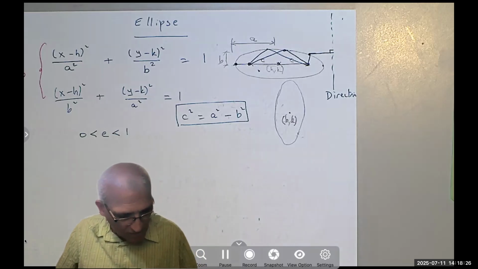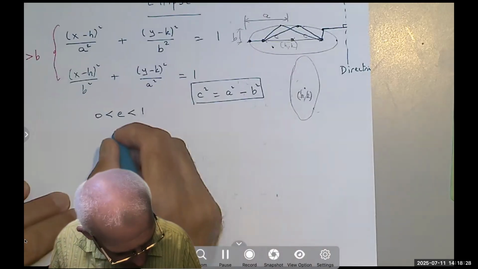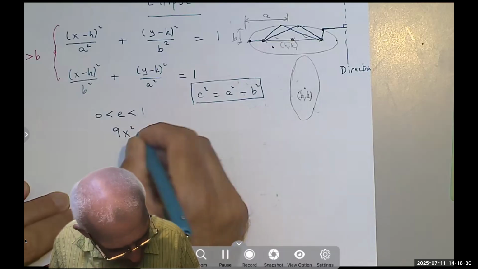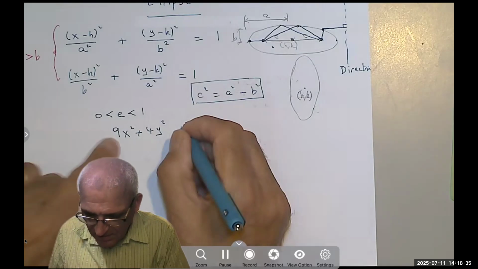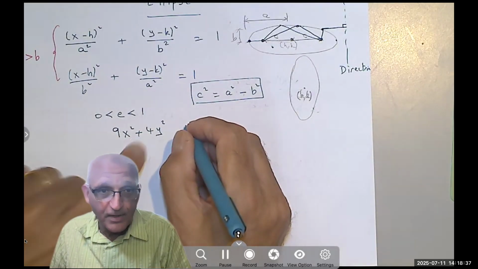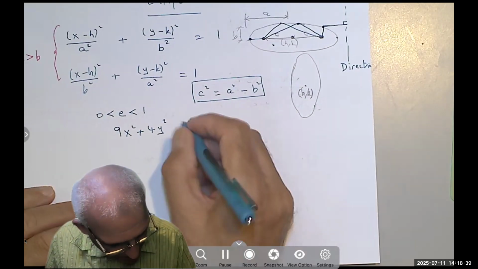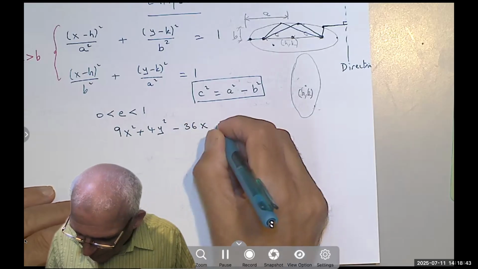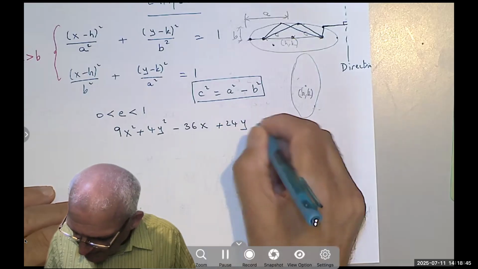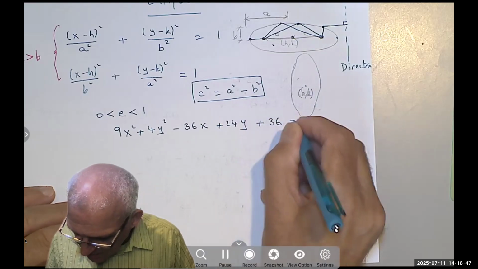Yep, I found one. It tells you 9x squared plus 4y squared. See, different numbers. They are both positive but different. So that's an ellipse right away. You don't need to worry much. Plus 24y plus 36 equals 0.